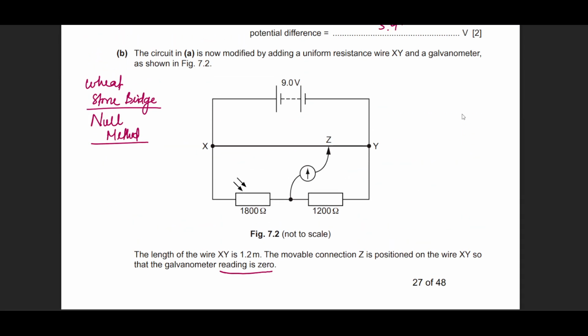Okay, all right. So he says that it reads 0. First, let's do the discussion at this point. What's happening at this point? You see, let's replace this XZ as a resistor. Let's say if this was a resistor, and let's say there is a resistor over here as well.